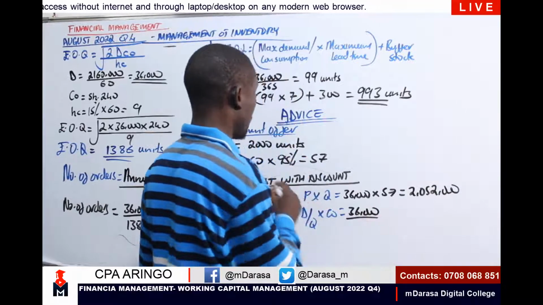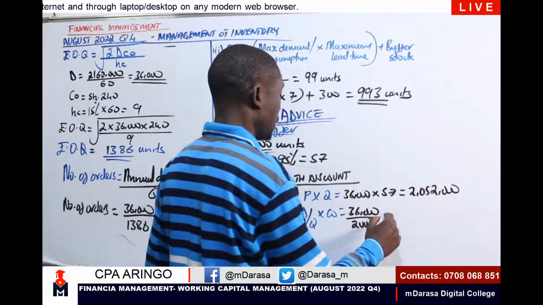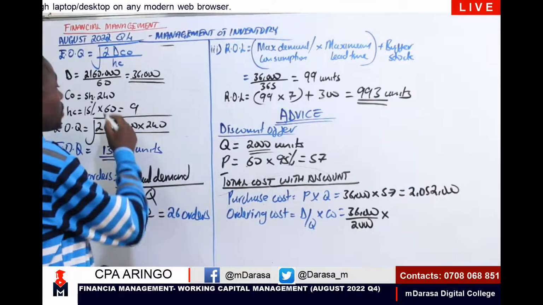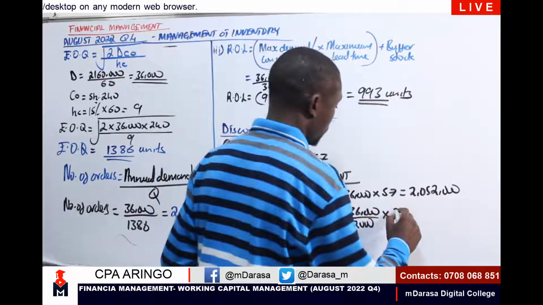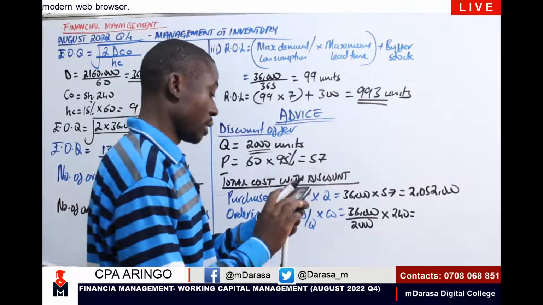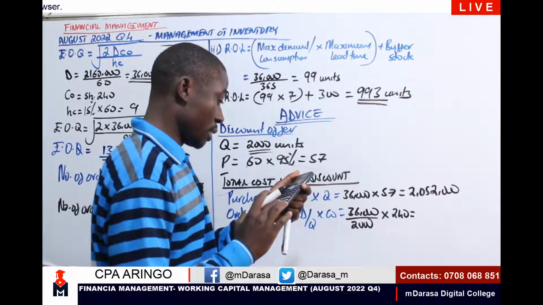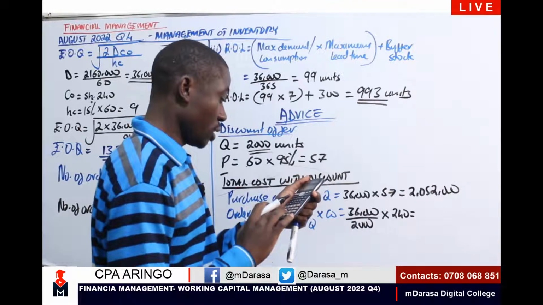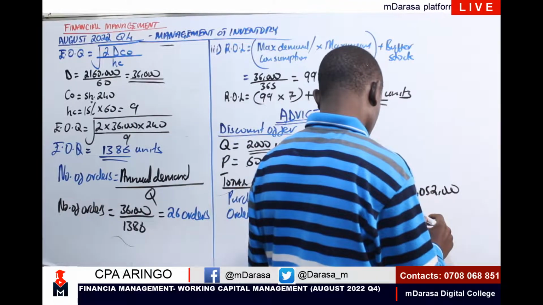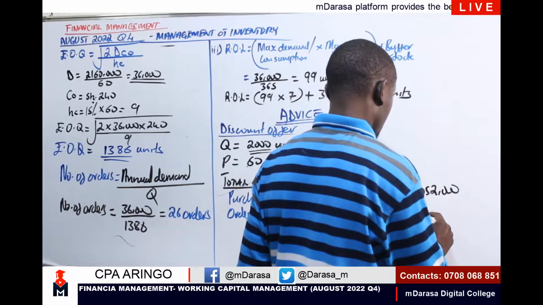Q is 2,000 in this case with discount, times our ordering cost, which will not change. Ordering cost was how much? 240. So therefore, in that case, we should be having 36,000 divided by 2,000 times 240. I should be talking of 4,320, right? 4,320.